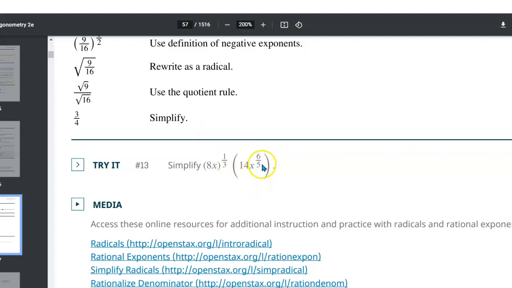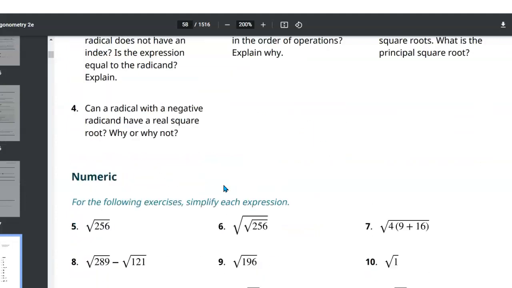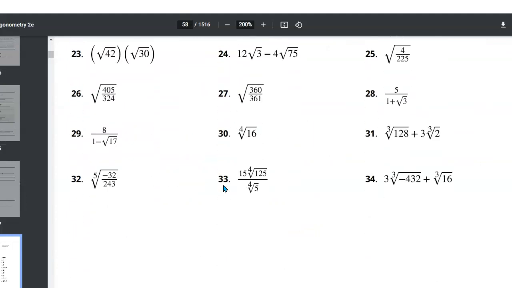Let's see, that would be 5 plus 18, that would be 23 over 15. That would be the power. So our final answer would be 28, 2 times 14 is 28, x to the power of 23/15. See if you get that. And that's finally the end of radicals. That's tough.